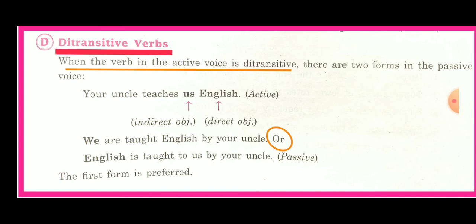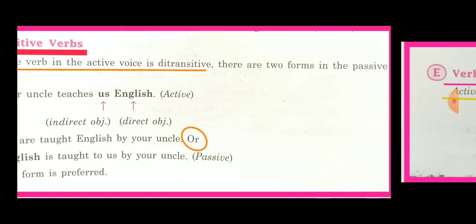Like "We are taught English by your uncle." Now "us" is changed into "we" and now we have framed the passive voice. But we can use the second object also as our subject, like "English is taught to us by your uncle." Both are correct, although it's preferred to use the first object as the subject. So in ditransitive verbs where we have two objects, we can use either object as our subject in passive voice.